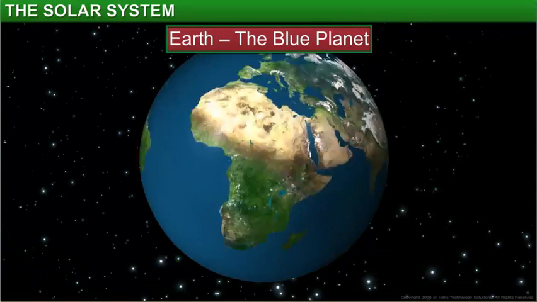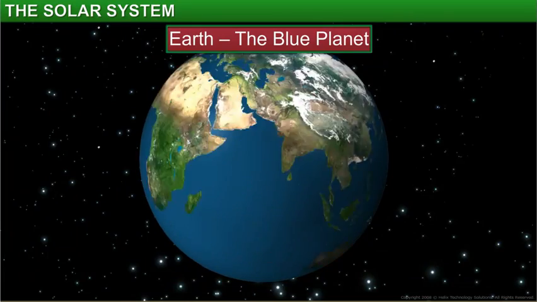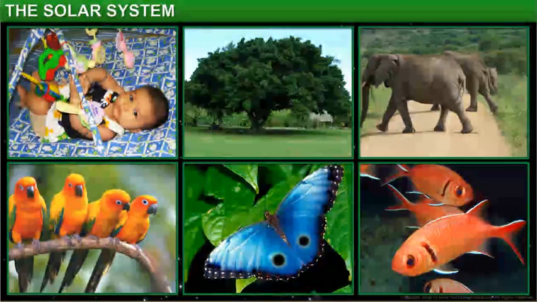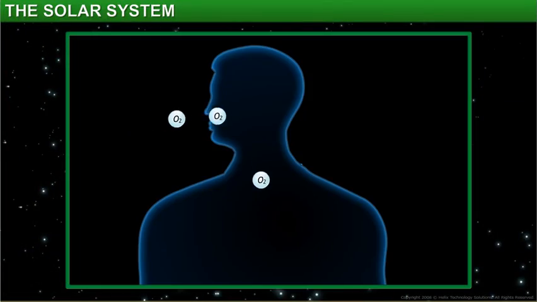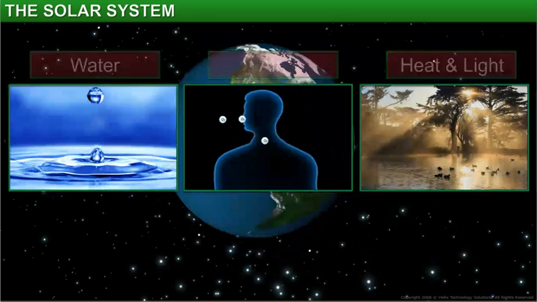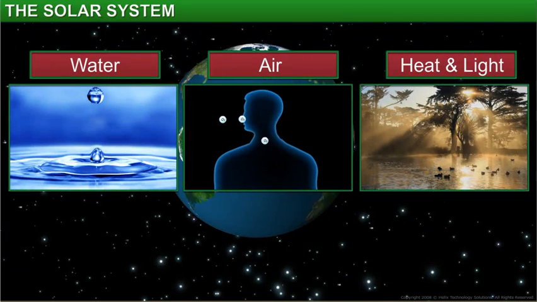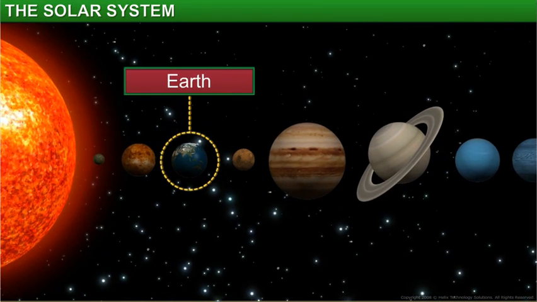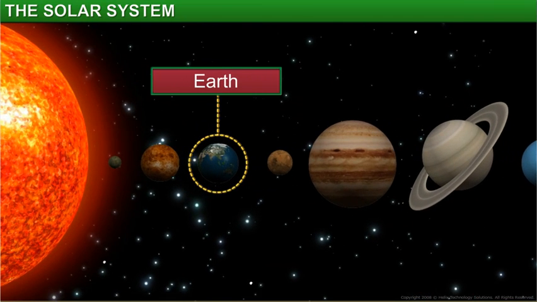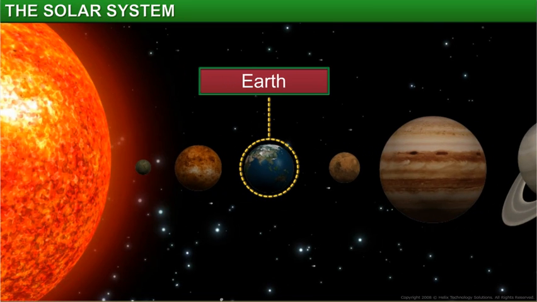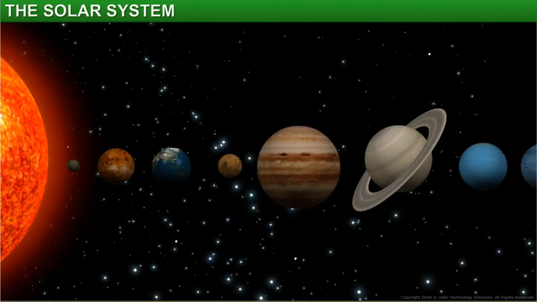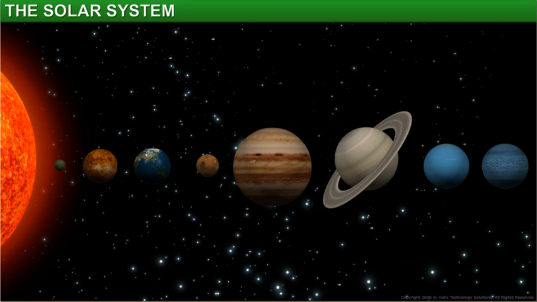Earth is unique in other aspects as well. It is probably the only planet that supports life. All elements like water, air, heat, and light, essential for living, are available on Earth. The Earth is the third nearest planet to the Sun. It's neither too hot nor too cold. These factors make Earth fit for living things to survive and grow. If we compare its size with the other planets, it is the fifth largest planet.